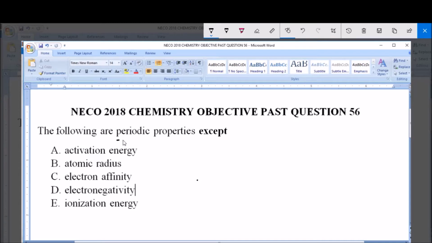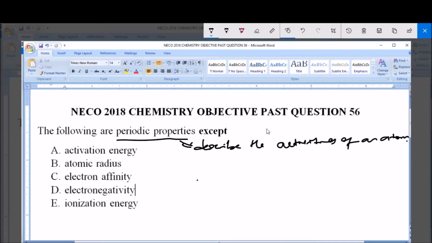And like we know, periodic properties describe an atom, or they just describe the activities of an atom, of an element. Now let's briefly look at all these options. Option A says activation energy.